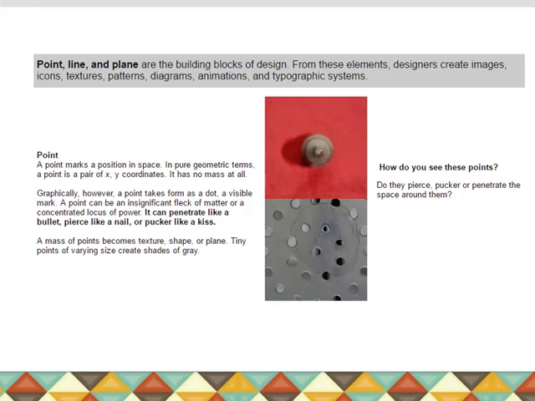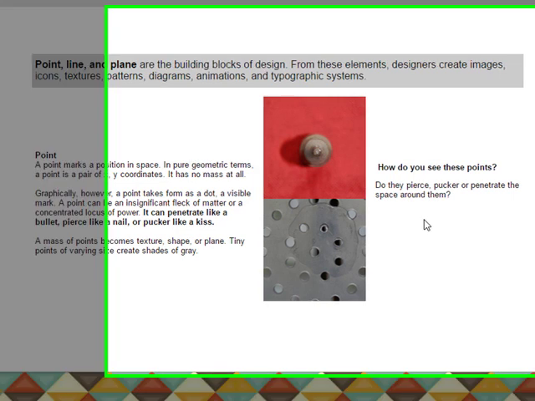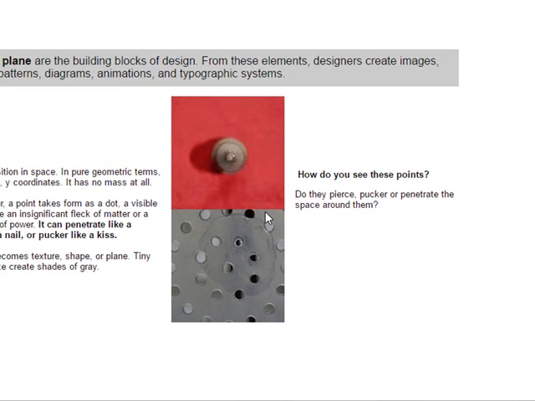Everyone, I'm over here in Blackboard in our week 1 module and looking at the first assignment that you have for this week, which is under point, line, and plane. So your assignment is to look for point and line in your environment, and I just wanted to talk about that briefly. How are these building blocks of graphic design?